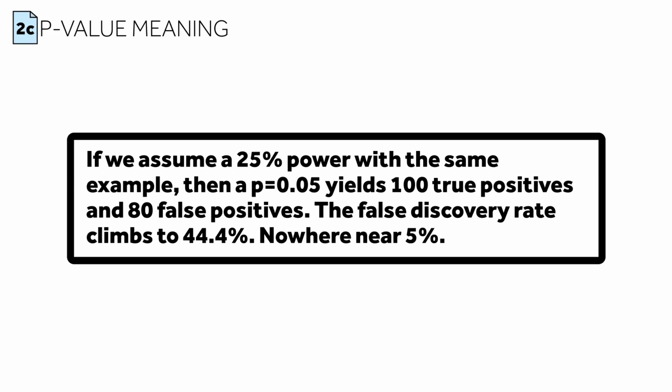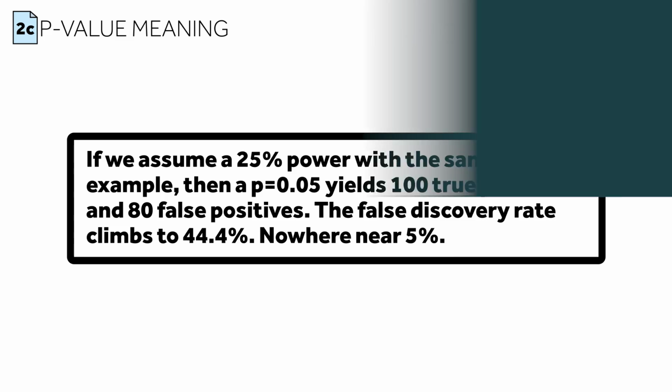Lots of people are willing to settle for less. The average power in psychology studies has been estimated to be 35%. In neuroscience, it's been estimated to be only 21%, and those are published effect sizes, which are more likely to be inflated because we're more likely to publish significant results. If we assume a 25% power with the same example I gave before with the 1,000 tests, then a p equals 0.05 yields 100 true positives and 80 false positives. The false discovery rate climbs to 44.4%, nowhere near 5%. This should blow your mind. If not, you're not paying attention.